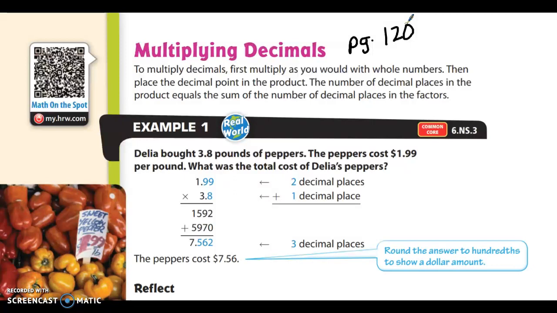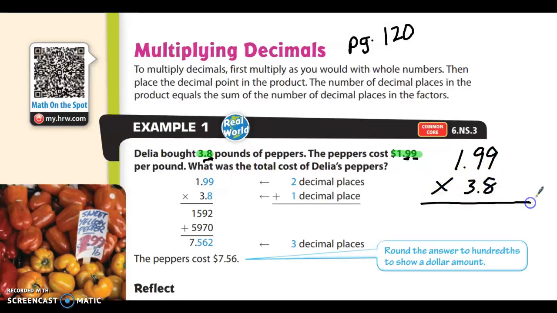If you look at example 1 with me, Delia bought 3.8 pounds of peppers. The peppers cost $1.99 each. So count up all of the digits after the decimal place. 1, 2, 3. That means that when you multiply these, $1.99 times 3.8.